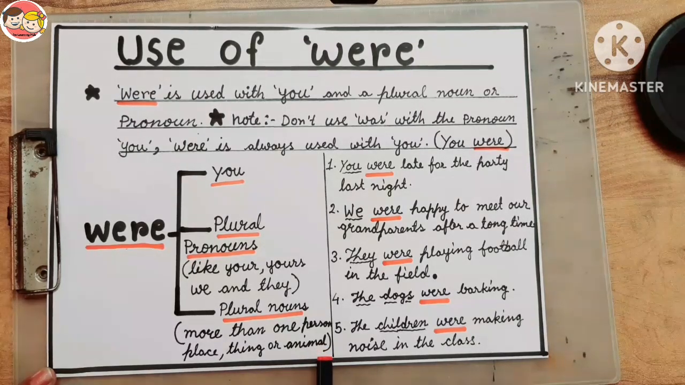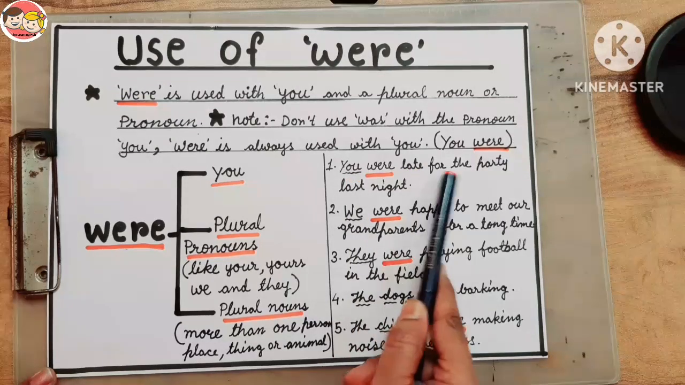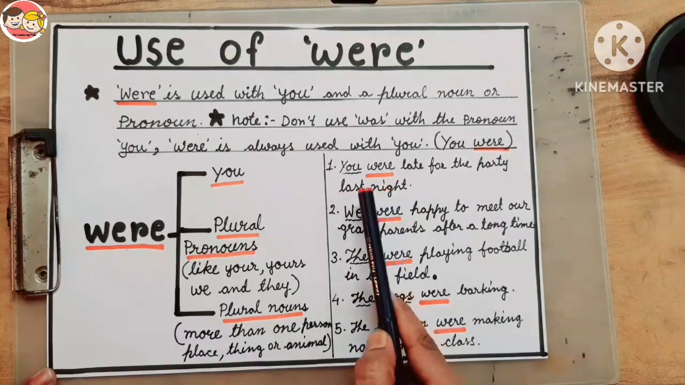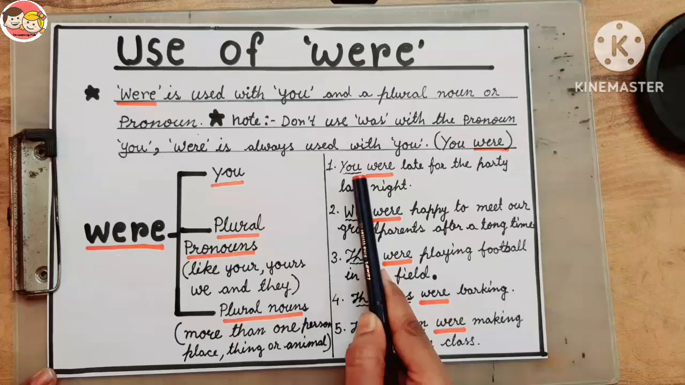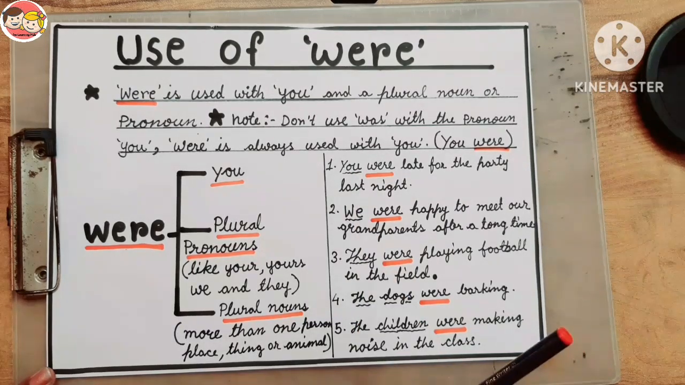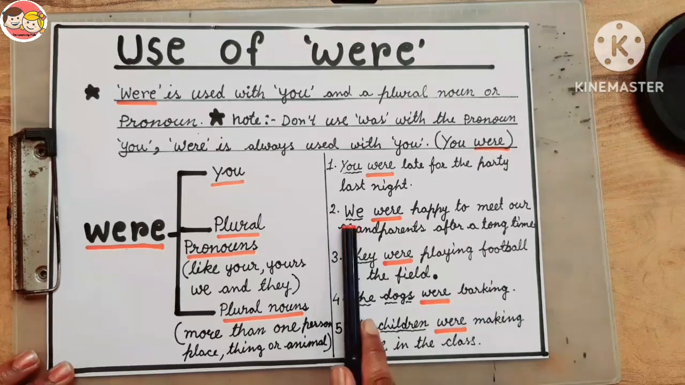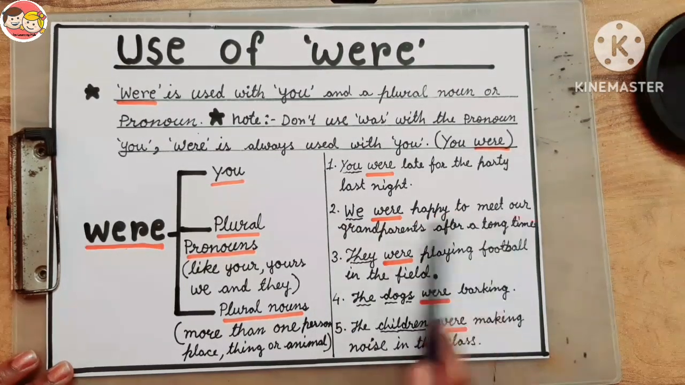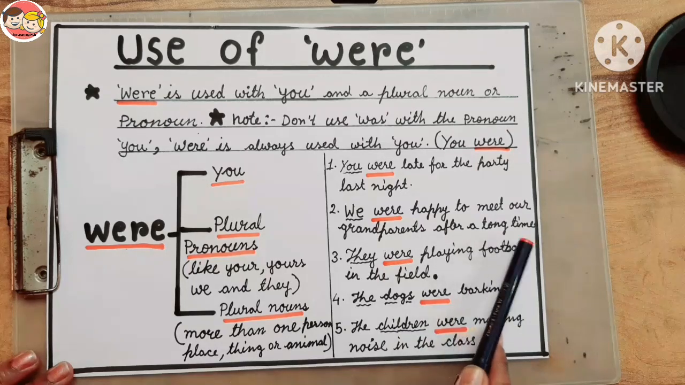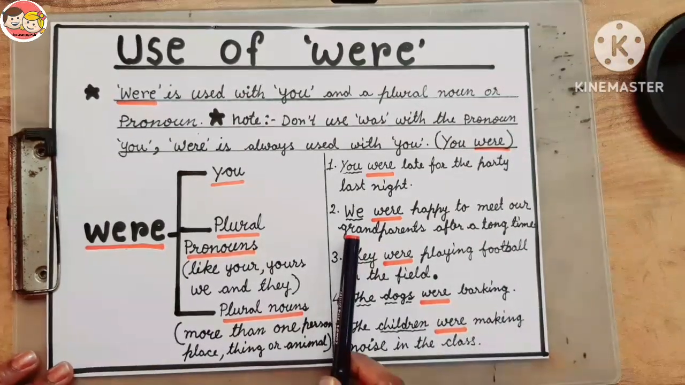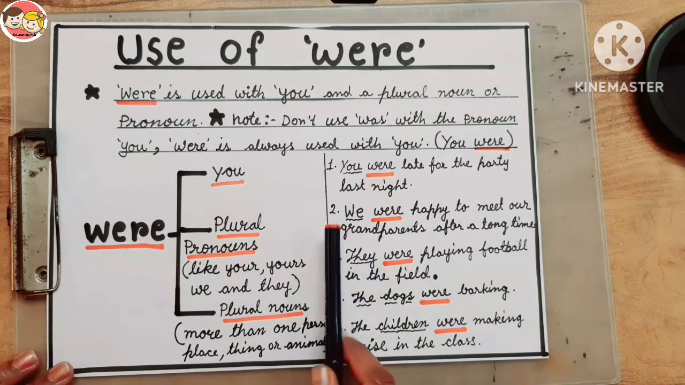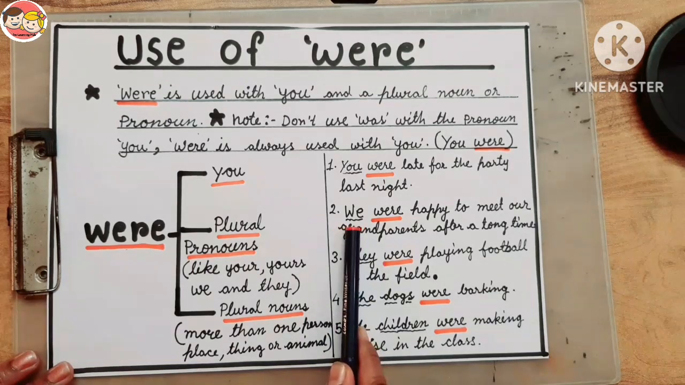Now let's see some examples. You were late for the party last night. We used were with you, even though it is a singular number or pronoun. So children, always make sure with you we should use were, not was. Now next example. We were happy to meet our grandparents after a long time. Here we are talking about more than one person, that is we. We means hum log, means plural number.